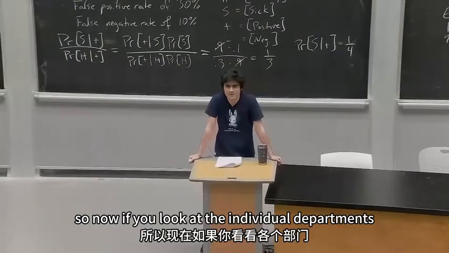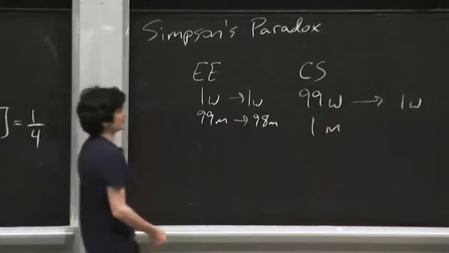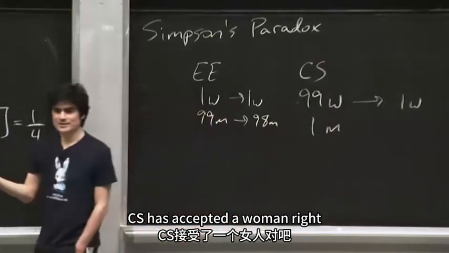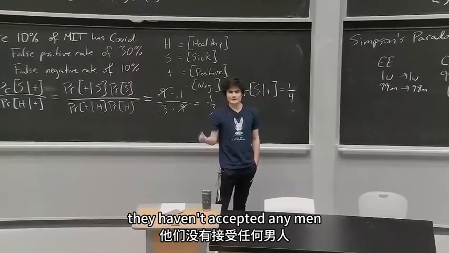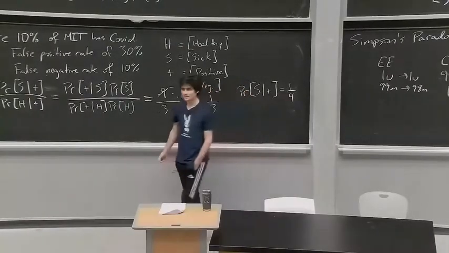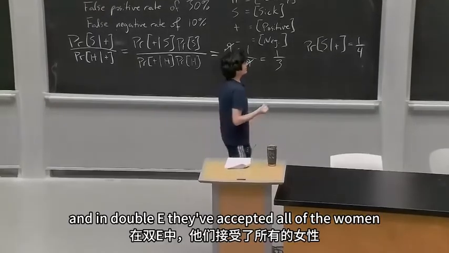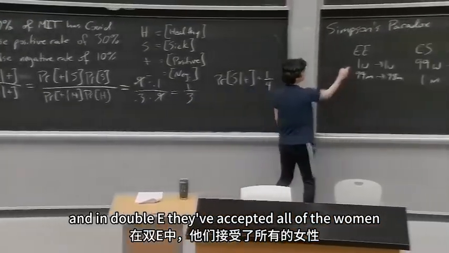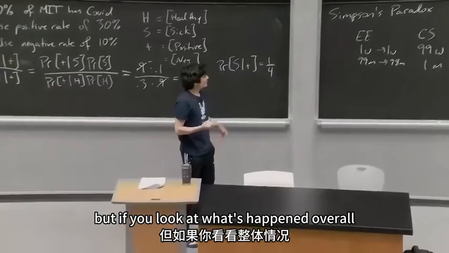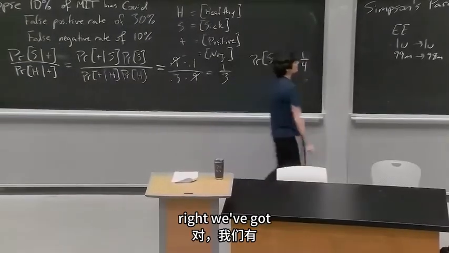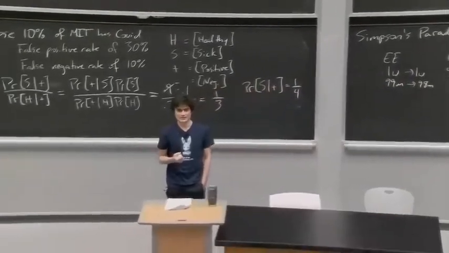So now if you look at the individual departments' admissions rates, right? CS has accepted a woman, right? So their admissions rate for women is non-zero. They haven't accepted any men, so they've got a 0 admissions rate for men. So it's higher for women, right? And in double E, they've accepted all of the women, but not all of the men. So again, it's higher for women. But if you look at what's happened overall, right, we've got 2 women being accepted and 98 men, right?